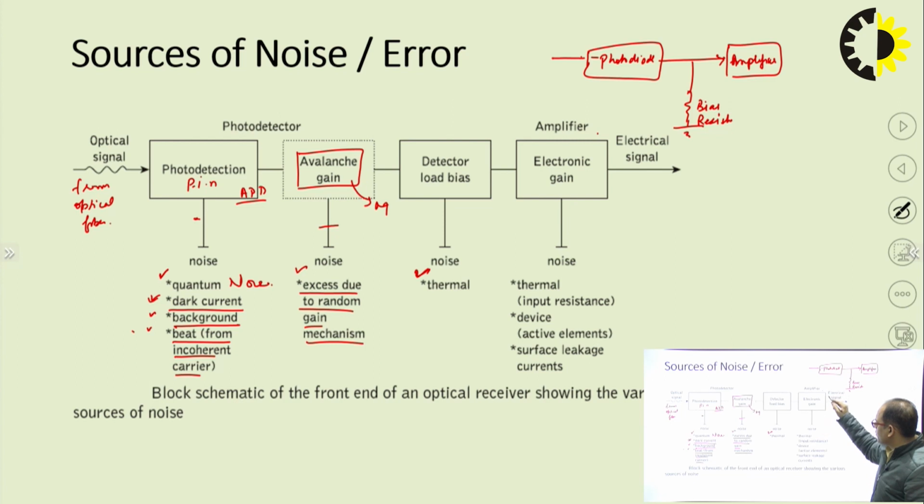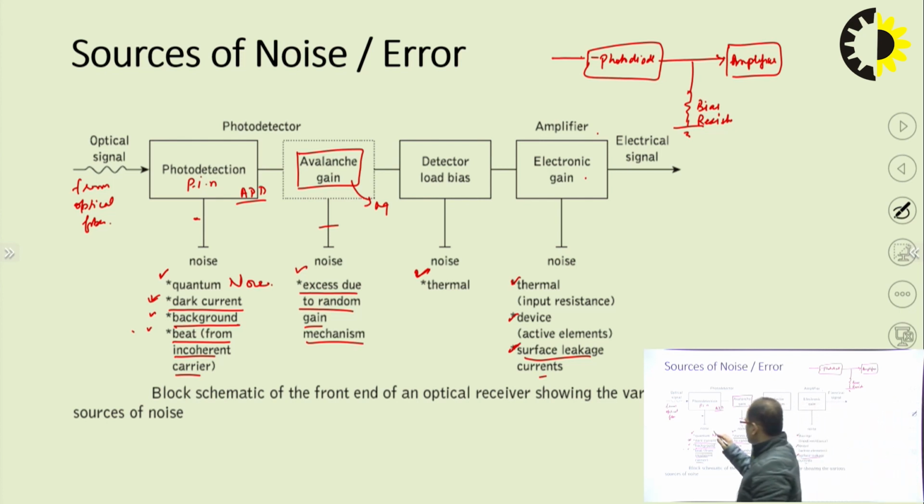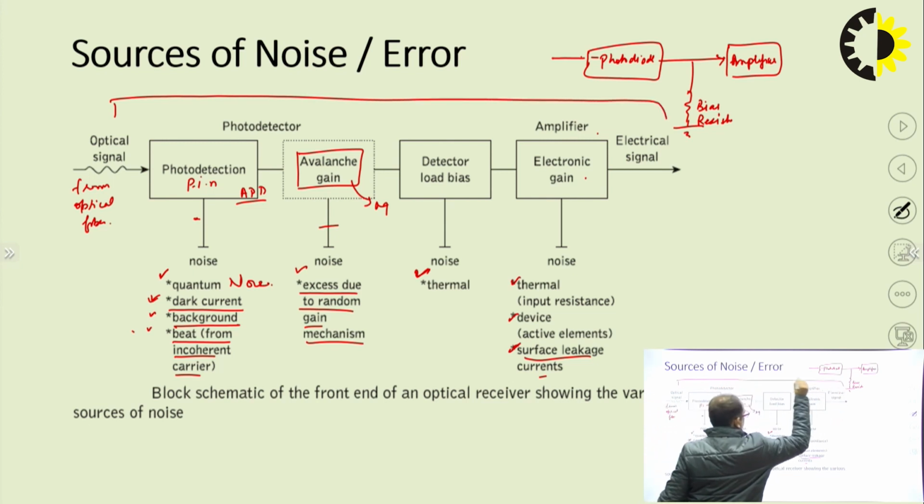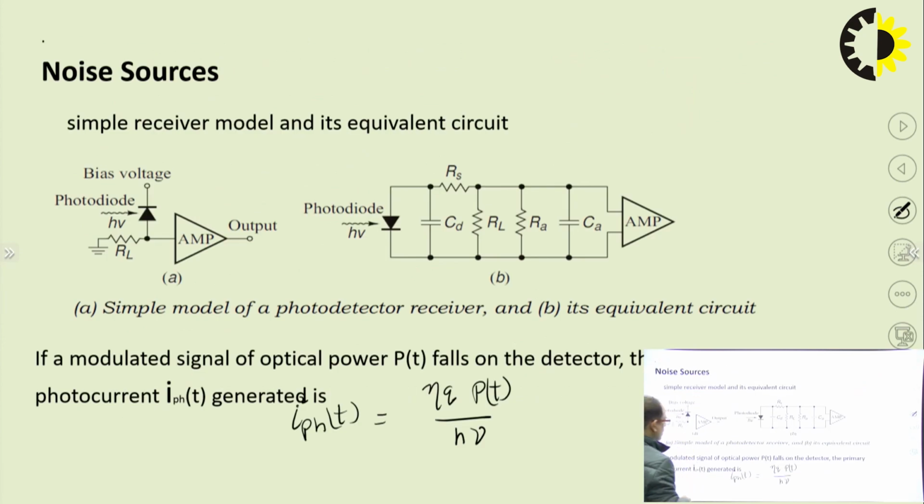Due to the input resistance of the amplifier, thermal noise occurs, and there are a number of active elements used in the amplifier. Those active elements provide their own noise, and surface leakage current also occurs in the amplifier circuit, which also provides noise. Clear? So this is the main block diagram of the optical receiver, and these are the different sources which provide the noise. Clear?